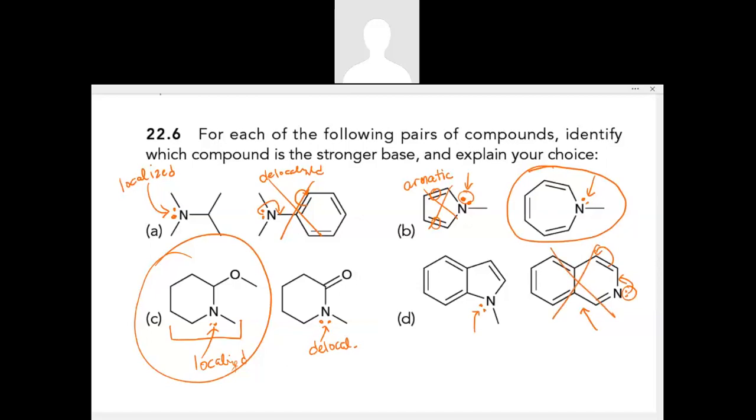We'll look over here and notice that this lone pair would be localized. So again, using that same information, localized versus delocalized, we would consider this compound amongst the set in D to be more basic because that lone pair is localized and more readily available to function as a base.